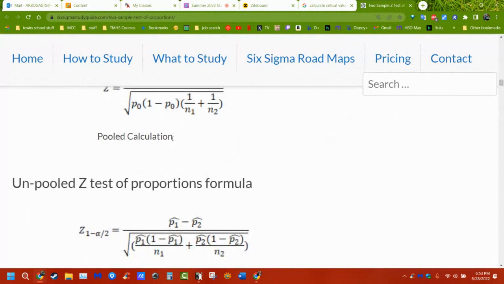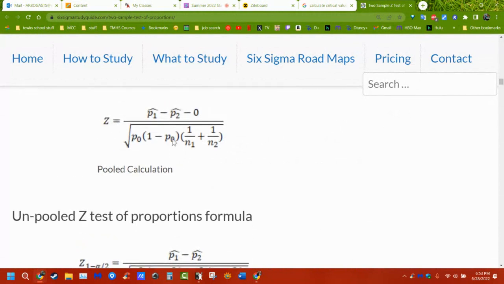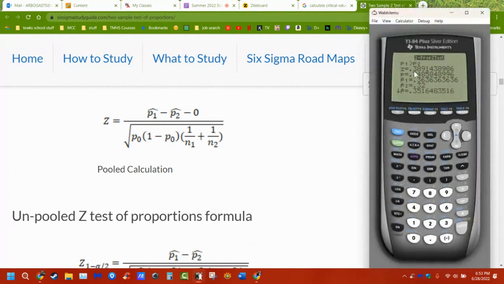Is there any way to do it with the calculator? Yeah, it does it automatically with the calculator. The calculator tells you, here's the z-score right here. That's the critical value. So this function here is done automatically by the calculator instantly. It does all this stuff in fractions of a second.